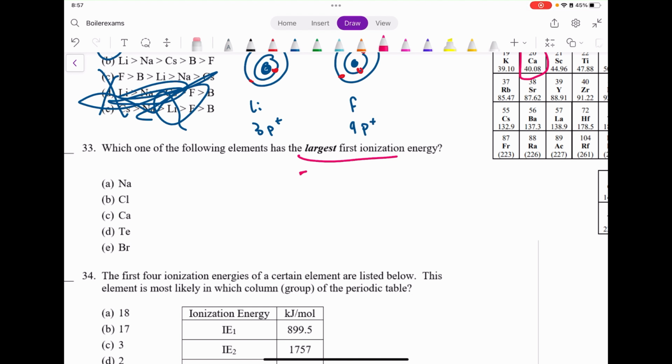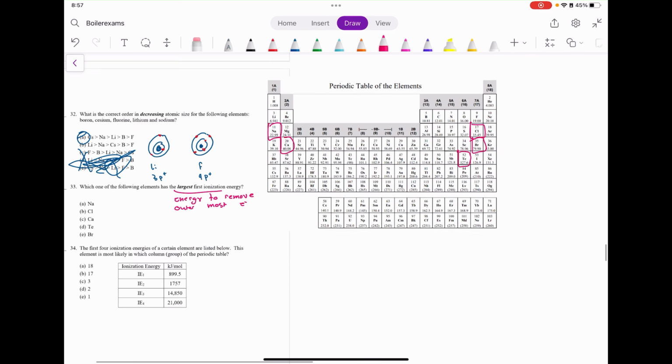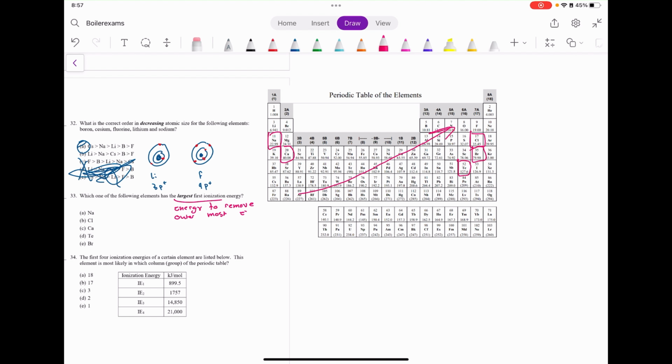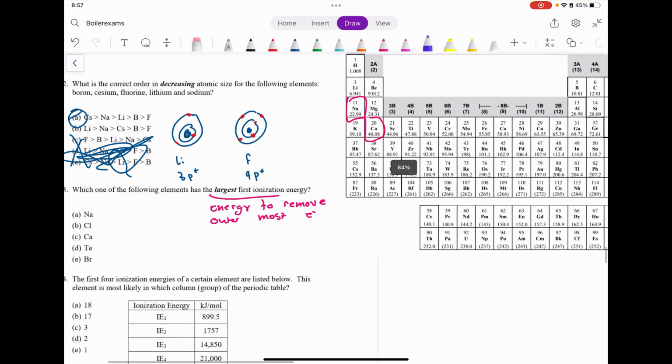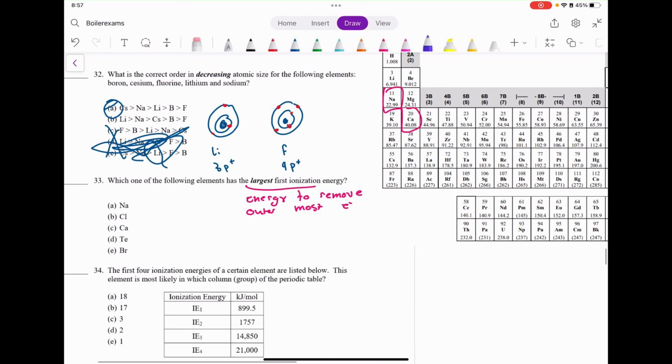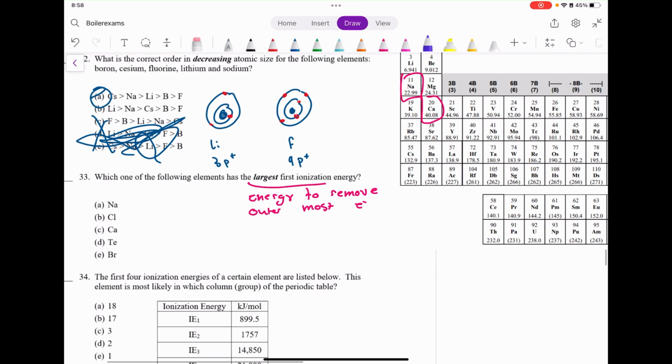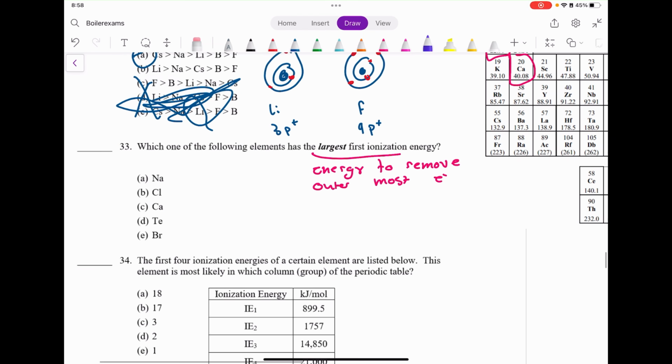Ionization energy is the energy to remove the outermost electron. And if you just want to know the trend, it trends this way. So increasing ionization energy goes this way. Fluorine has essentially one of the highest first ionization energies. Why is this? It's because as you go down groups, as I previously mentioned, you add energy levels and elements become a lot bigger. So let's compare sodium to calcium.